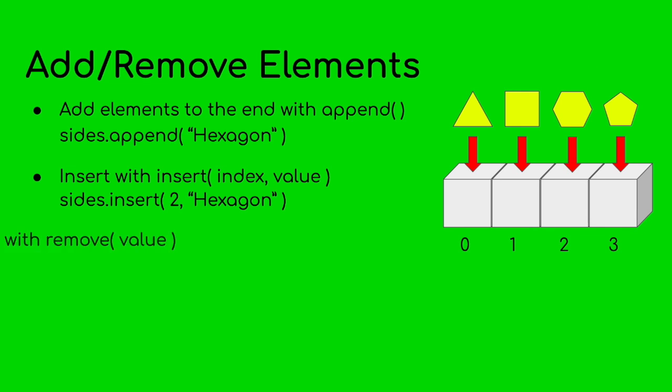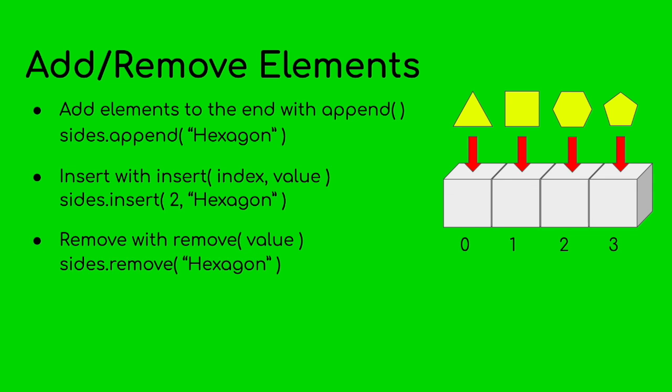And then you could also remove from a list with the remove function. So you will put remove and then the value that you want to remove. And this will remove the first instance of the value inside the list. So if you had duplicates, it will remove the first one. So if we do sides.remove hexagon, hexagon's going to go away, and that's actually going to shrink the length back to 3, which makes the max index 2.